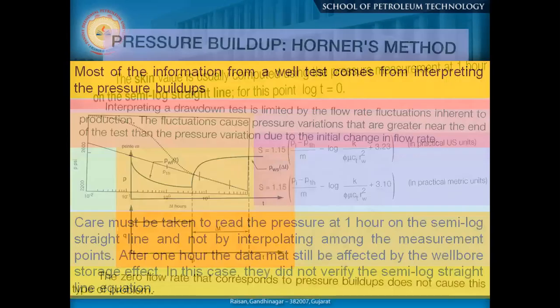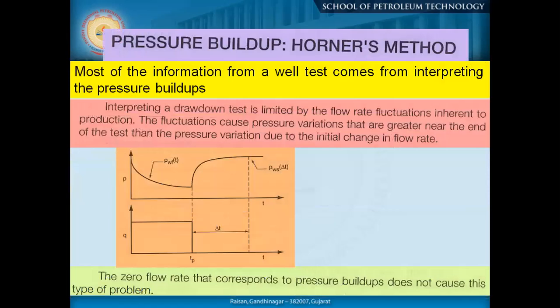Okay, so now the pressure buildup. The Horner method is nothing but changing the plotting pattern. Most of the information of the well test comes from interpreting the pressure buildup. In this diagram, we have TP. TP is the production time.